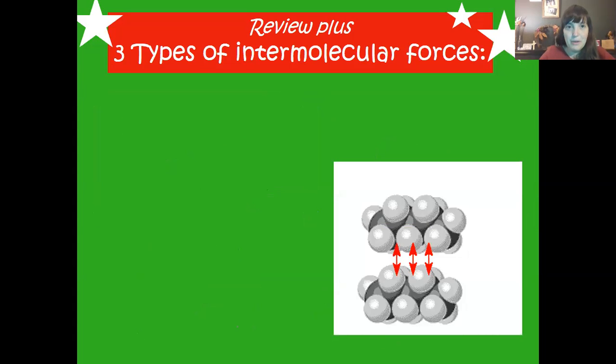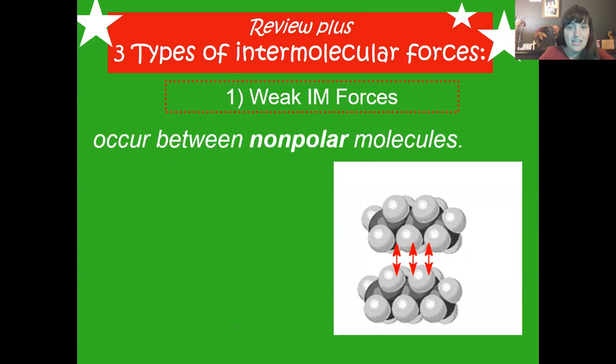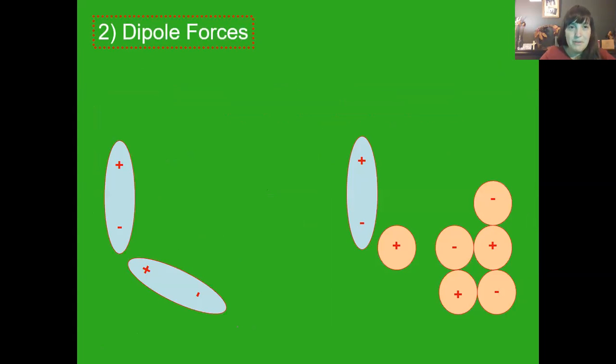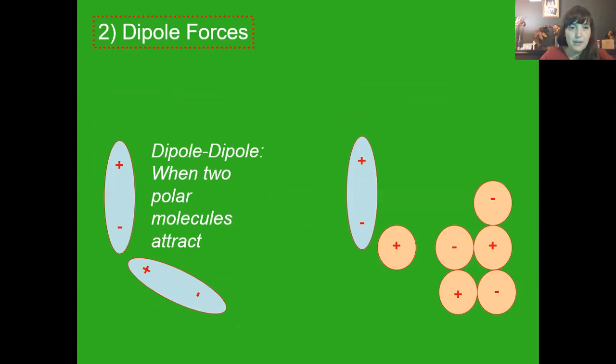All right, so we're going to review those 3 here, and we're going to add just a little bit extra for solutions chemistry. So the first one is the same as before. The weak intermolecular force, that's the one that you get when you have 2 nonpolar molecules. Number 2, the dipole force. This is the one between 2 polar molecules. We're going to add to that and make 2 categories. One would be dipole-dipole, when 2 polar molecules attract.